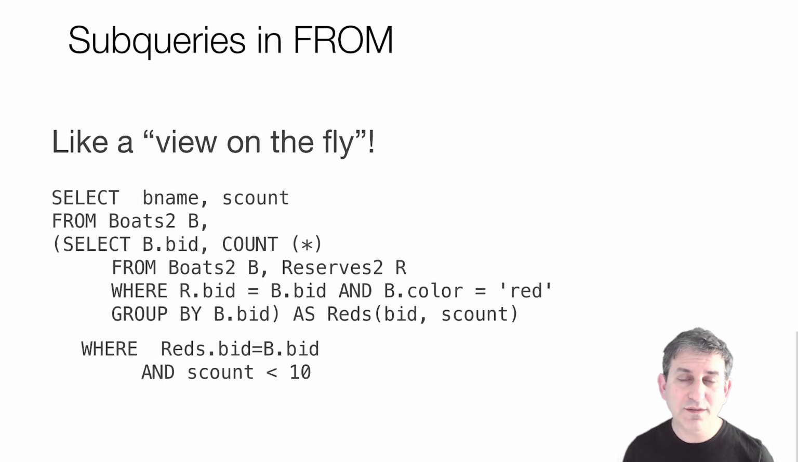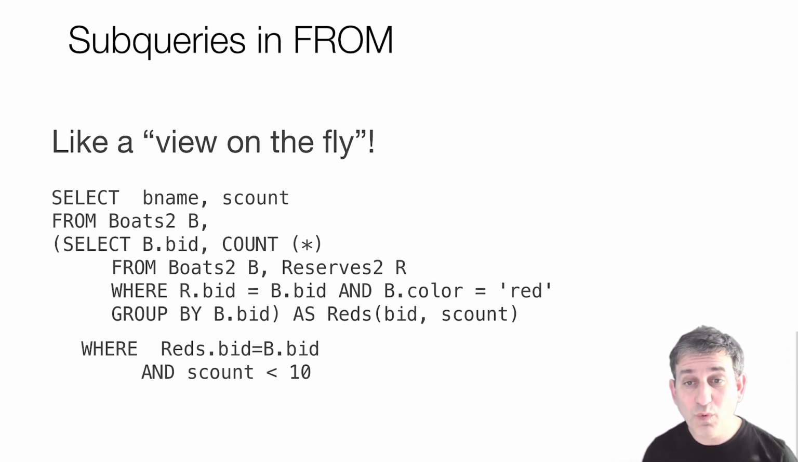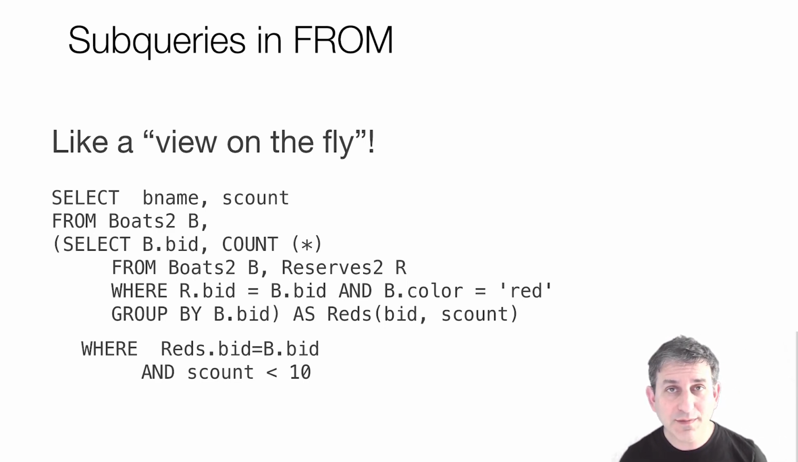Sometimes we don't want to define a view, perhaps because we don't want to forget to drop it later on. We just want to use it once. And so we can do that while we're writing a query. In essence, we can just define a subquery in the from clause while we're defining our outer query. So look at this example. It's a select query over boats, comma, a subquery in the from clause. So here you see a parenthesized query, which I won't read yet.